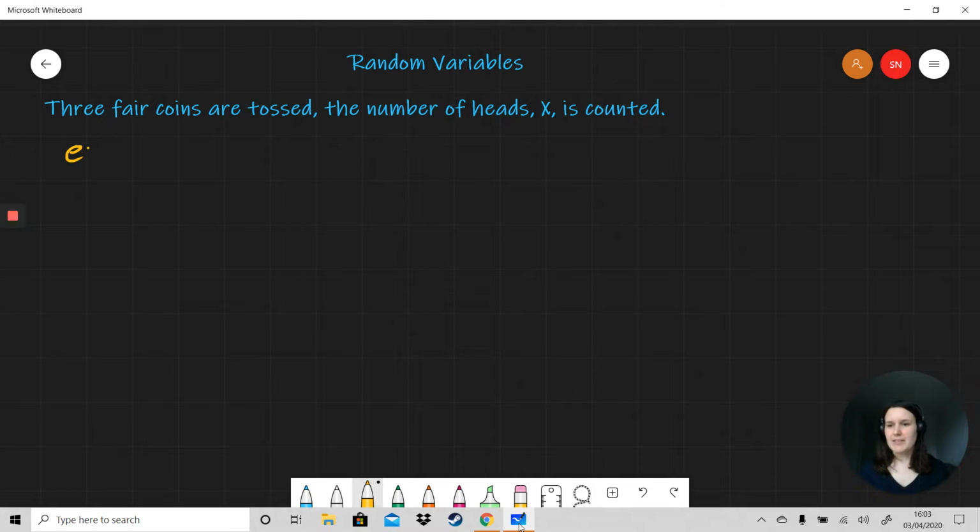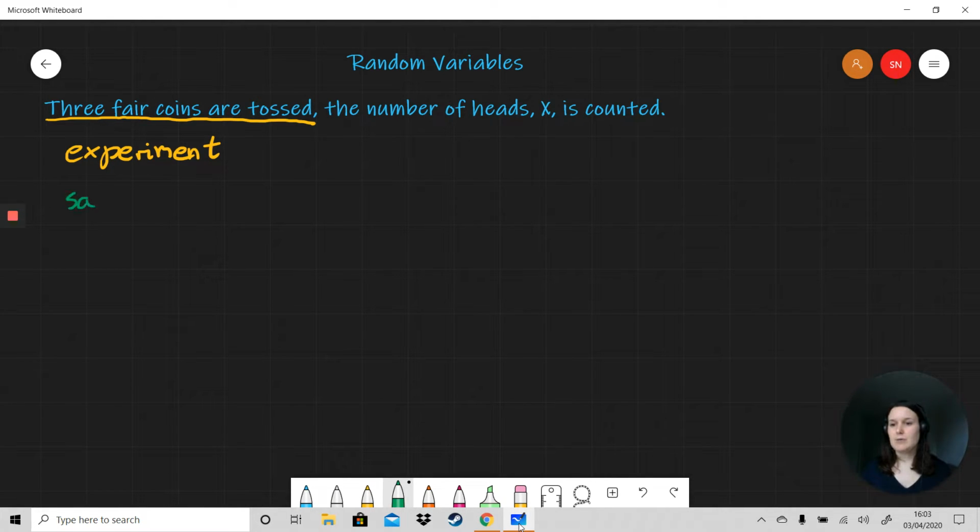An experiment. An experiment is the action. What is happening in the question, in the exercise, or in real life. For example, tossing a coin, rolling a die, picking a ball out of a box, tossing 3 coins, rolling 7 dice. These are all examples of experiments. In my example, 3 fair coins are tossed. So this is my experiment, tossing 3 fair coins.